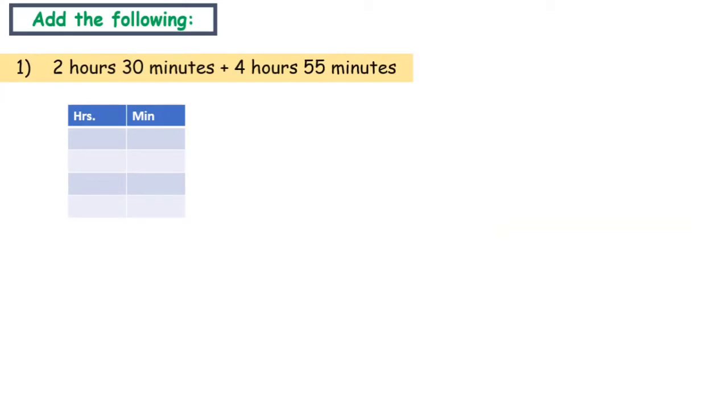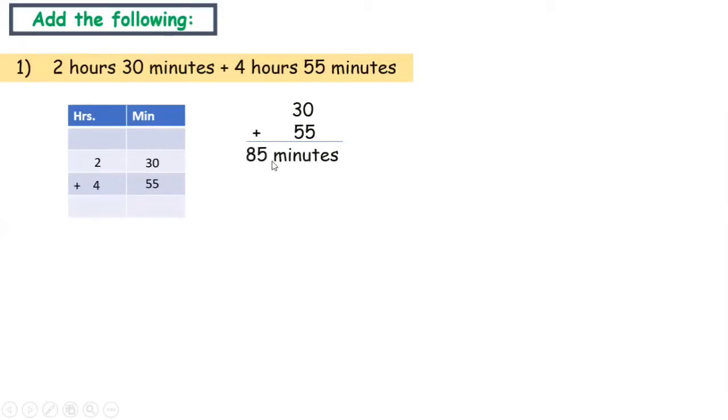So now in the question it is given 2 hours. So we write 2 over here. Then we have 30 minutes. So we write 30 in the minute column. Plus 4 hours. So 4 is written in the hours column and 55 minutes. So 55 in the minute column. Now we have to add these. So first we add 30 plus 55. Now 30 plus 55 gives us 0 plus 5 is 5 and 3 plus 5 is 8. So 85 minutes we get.